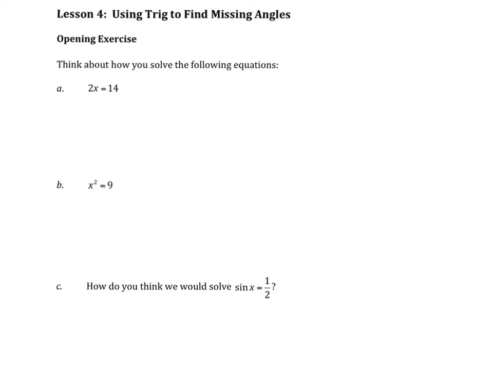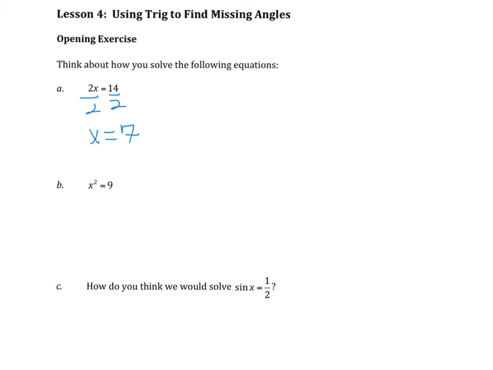Unit 6, Lesson 4, Using Trig to Find Missing Angles. So think about how you would solve the following equations. 2x is equal to 14. We're solving for x. It's 2 times x, so we're going to divide out the 2 and get x is equal to 7.